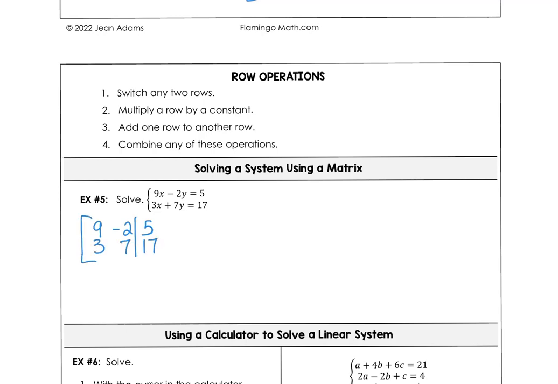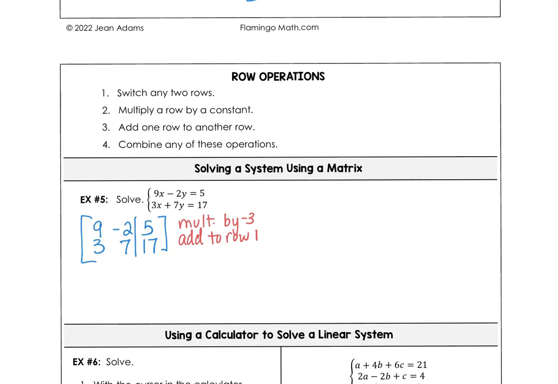So here's my initial matrix. And if we multiply by -3 and add to row 1, let's write that down. We're going to multiply by -3, and we're going to add to row 1.